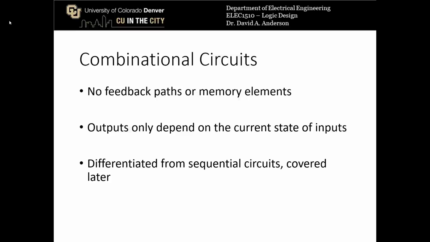Combinational circuits are defined by the fact that they don't have feedback paths or memory elements. This means that the outputs in the combinational circuits only depend on the current state of the inputs. This differentiates combinational circuits from sequential circuits, which we will cover later in the class. Those have memory elements and feedback paths.